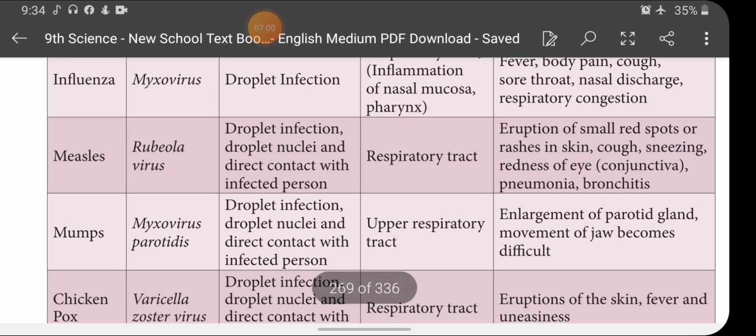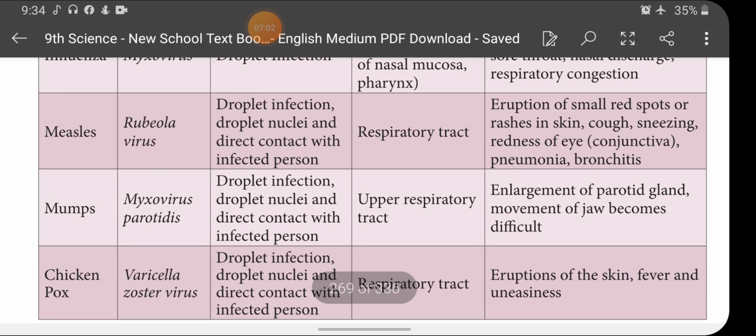Next one is measles, caused by the rubella virus. This is caused by droplet infection, droplet nuclei, and direct contact with an infected person. The organ affected by this disease is the respiratory tract.